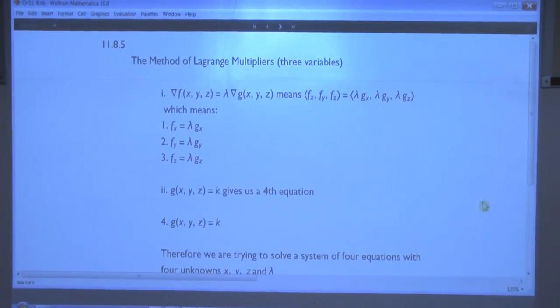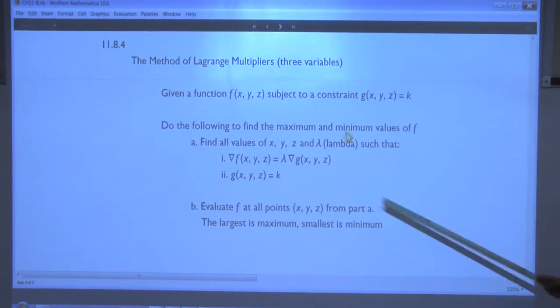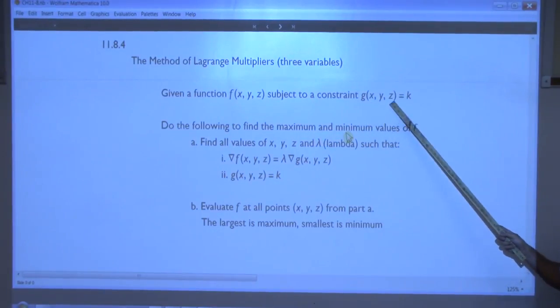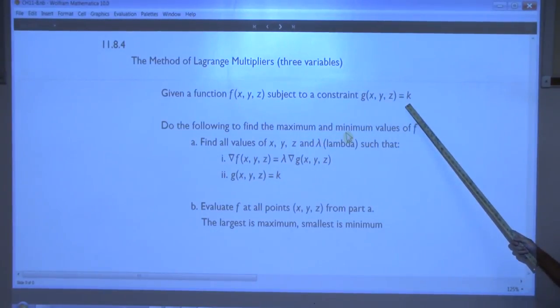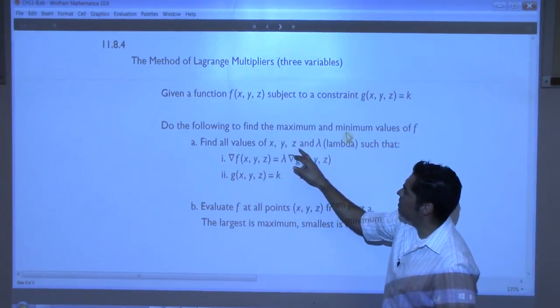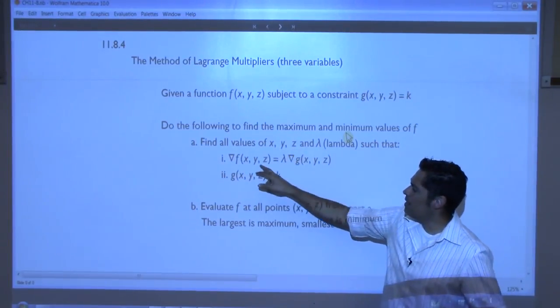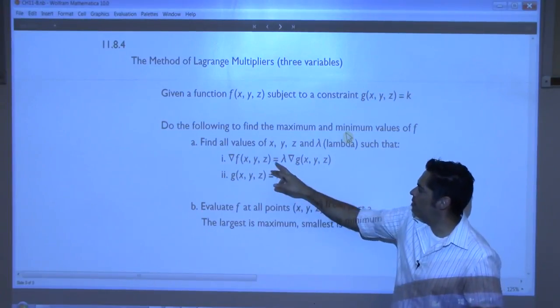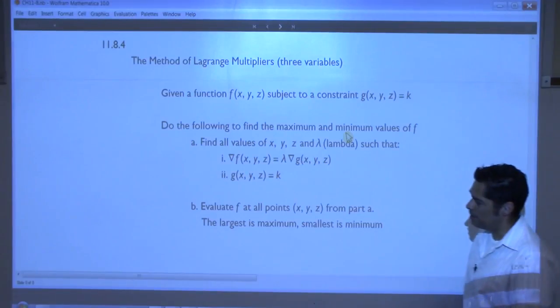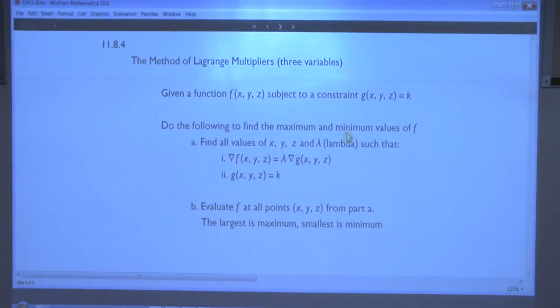I think I can go back one more slide and show you this. There we go. So if you have a function of 3 variables subject to a constraint, g of x, y, z is equal to a constant, then what you do is you find the x, the y, the z, and the lambda that make the gradients equal to each other, or parallel, so they're off by a constant. And you also have to satisfy the constraint equation. That's it. If you can find those values, that'll tell you where the max and mins occur.